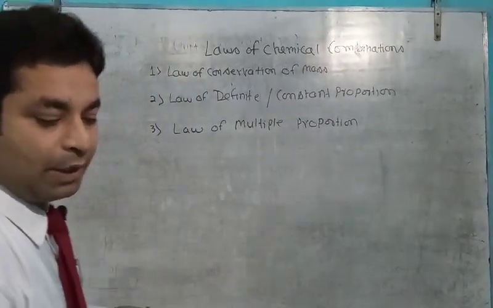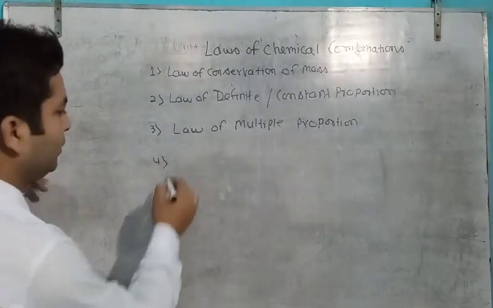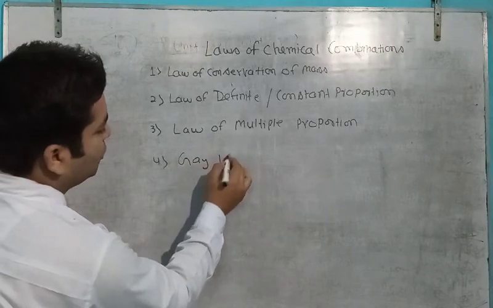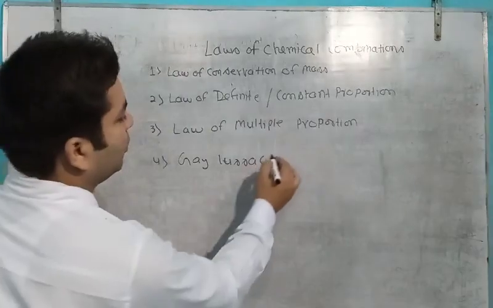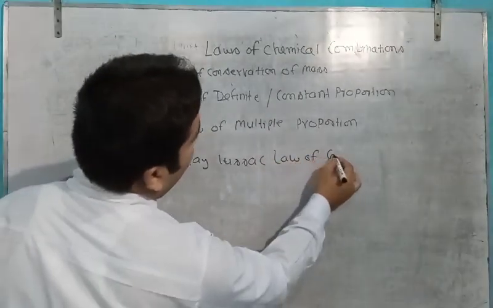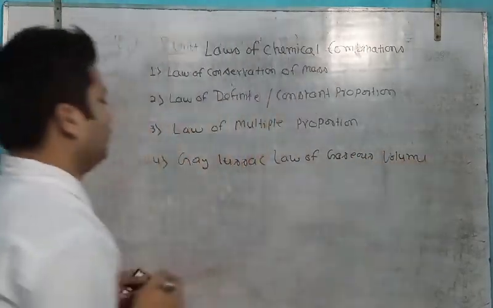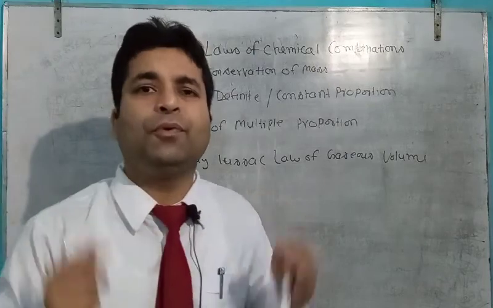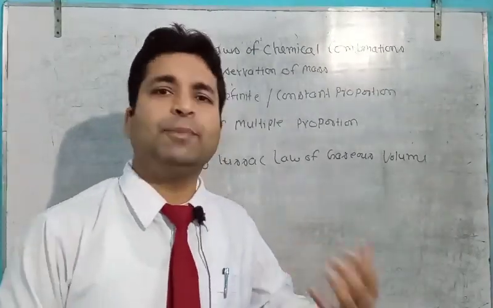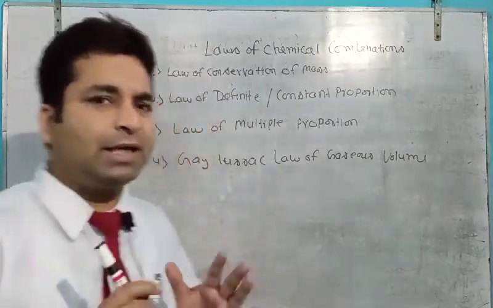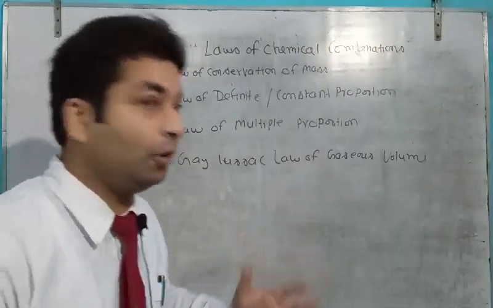And the next rule has a very easy name, Gay-Lussac law of gaseous volume. There are mainly 4 laws which a chemical reaction has to follow. In other books there may be 5 laws, including the reciprocal proportions law, but here we will study the 4 main laws which a chemical equation has to follow.